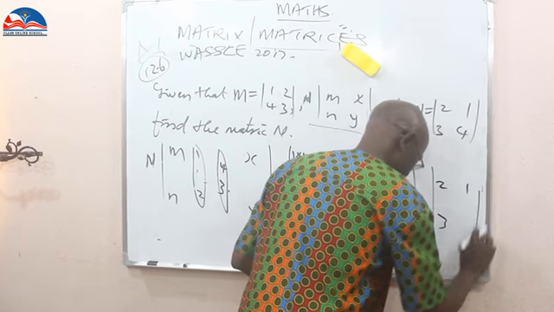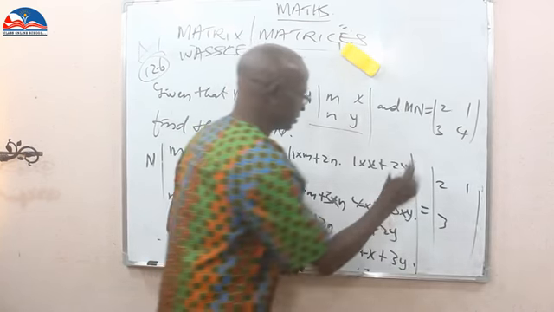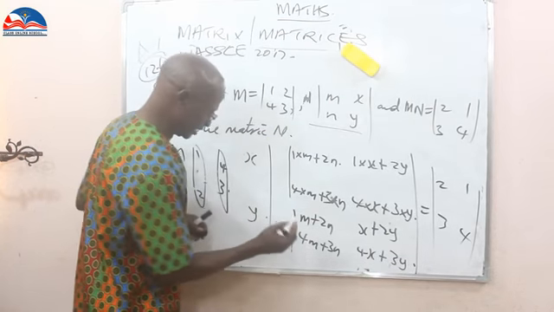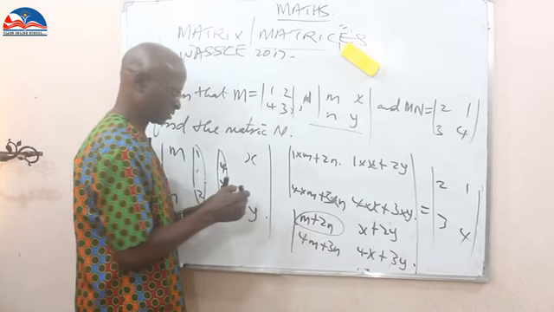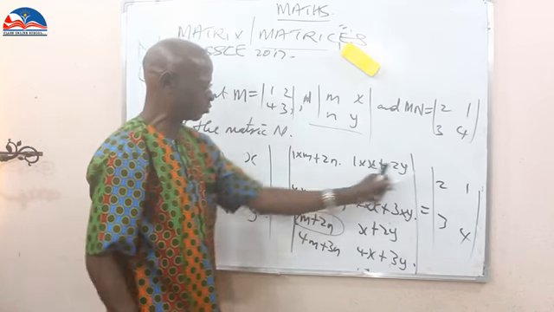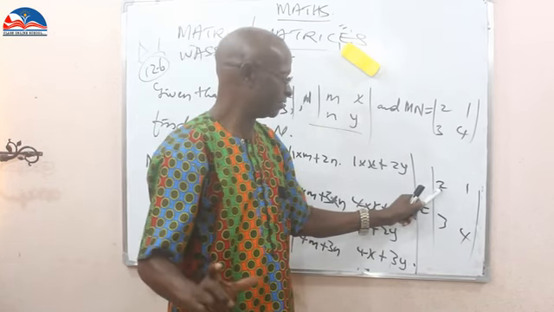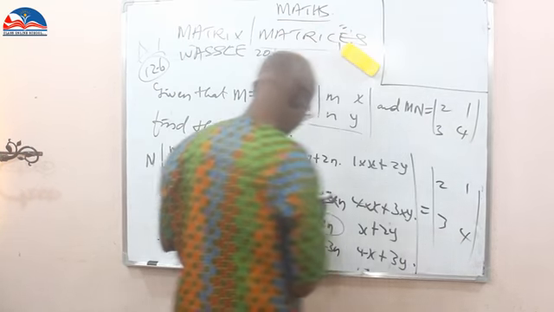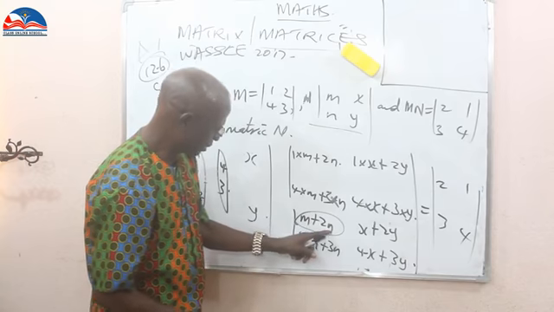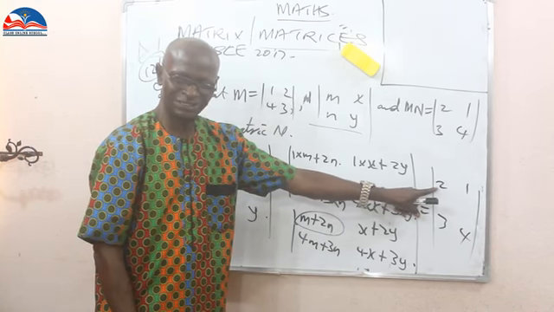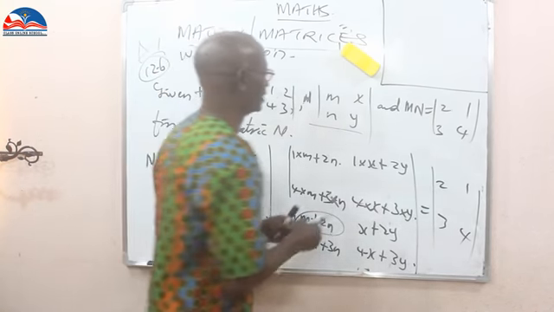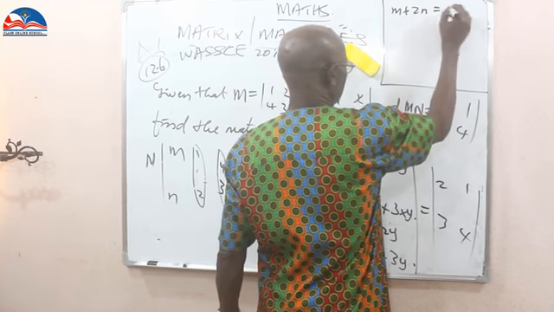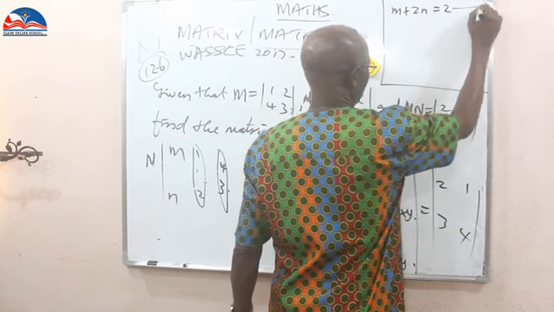See the interesting aspect of it. 2, 1, 3, 4. What is the whole equation here? The whole equation: m plus 2n equal to 2. We're going to form the equation now. M plus 2n gave us a result here. Now what's the result? 2. So here m plus 2n equals 2. Call it equation number 1.